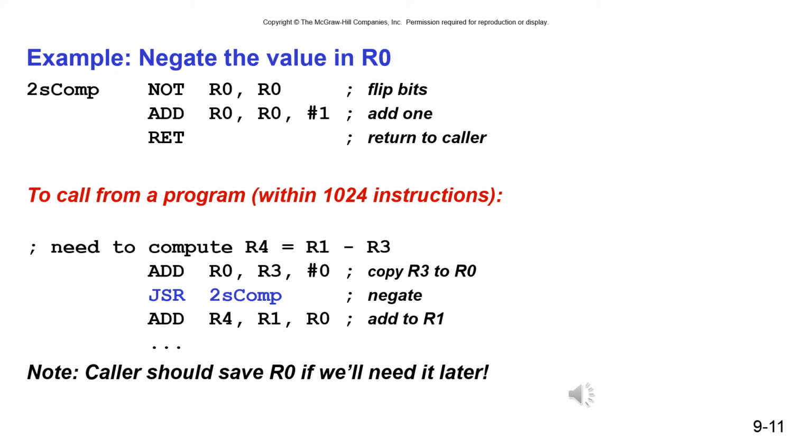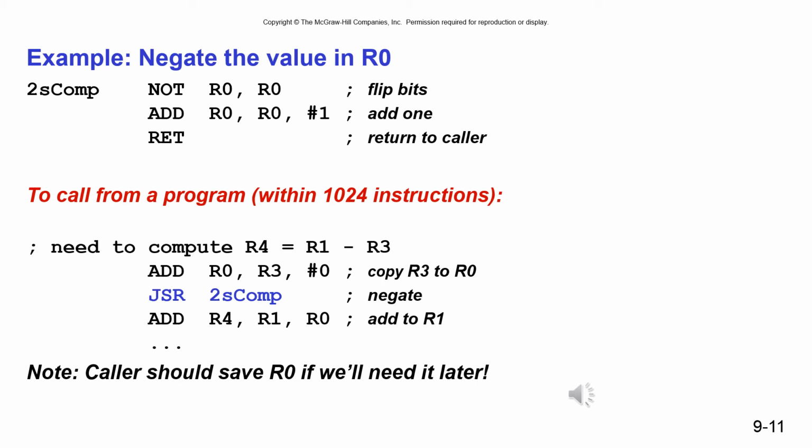So all we do, looking at the subroutine definition, is we NOT R0 and store it back in itself. Okay, so we flip the bits. And then we add 1 to R0 and store it back in itself, thus creating the two's complement negative of the value in R0. So below we have the call to the two's complement subroutine.